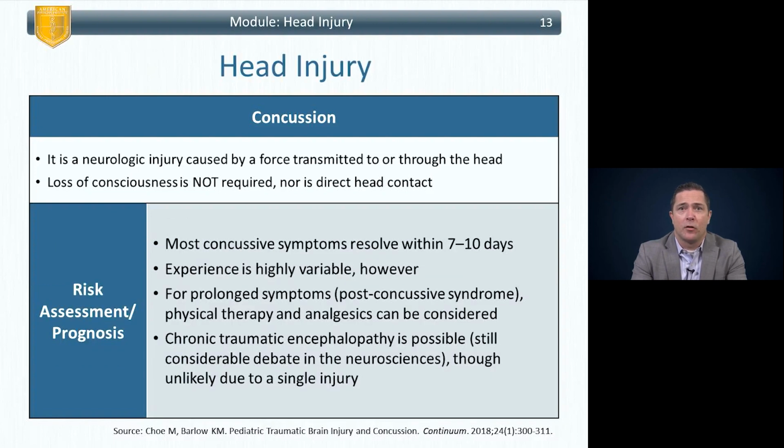Okay. In terms of risk assessment and prognosis, most symptoms resolve within about 7 to 10 days. The experience is extremely variable. For prolonged symptoms or post-concussive syndrome, physical therapy and sometimes simple analgesics can be considered. Chronic traumatic encephalopathy is a controversial topic within the neurosciences. It's unlikely to occur from a single head injury, though an accumulation of head injuries may lead to CTE, though a great deal more data is needed to better understand this process.